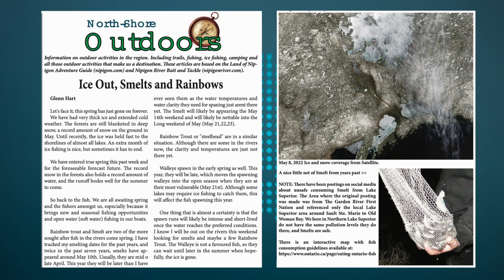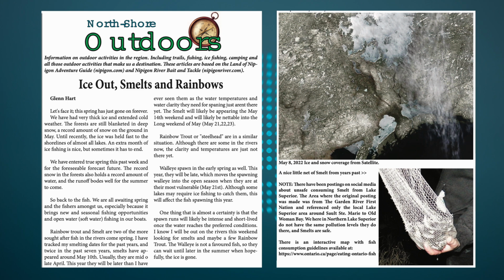Rainbow trout and smelt are two of the more sought after fish in the rivers come spring. I have tracked my smelting dates for the past years, and twice in the past 7 years smelts have appeared around May 10th. Usually, they are mid to late April. This year, they will be later than I have ever seen them, as the water temperatures and water clarity they need for spawning just aren't there yet.